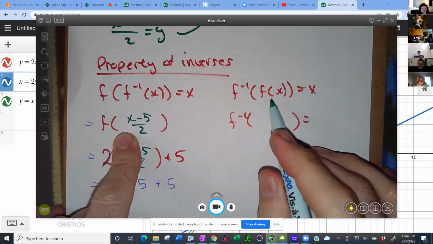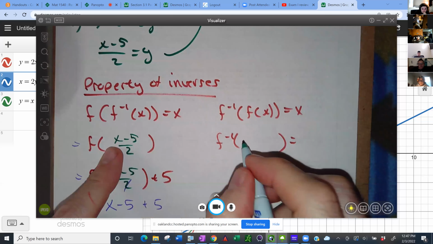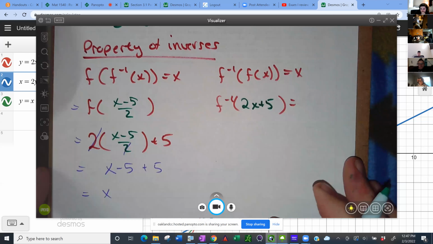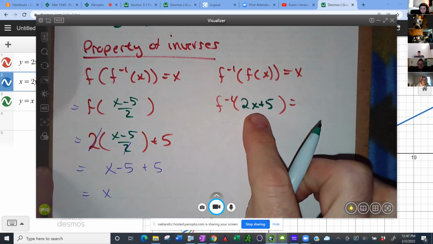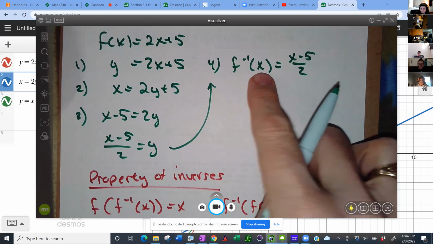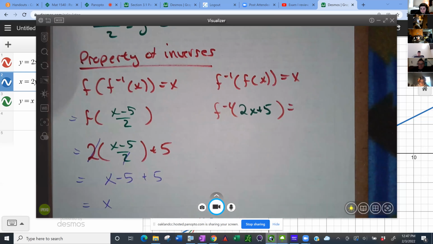Starting on the inside here, f of x is 2x plus 5. And now go to the rule for f inverse. The rule for f inverse said this: whatever you put here, you're going to subtract 5 and then divide by 2. So let's see if we can do that.